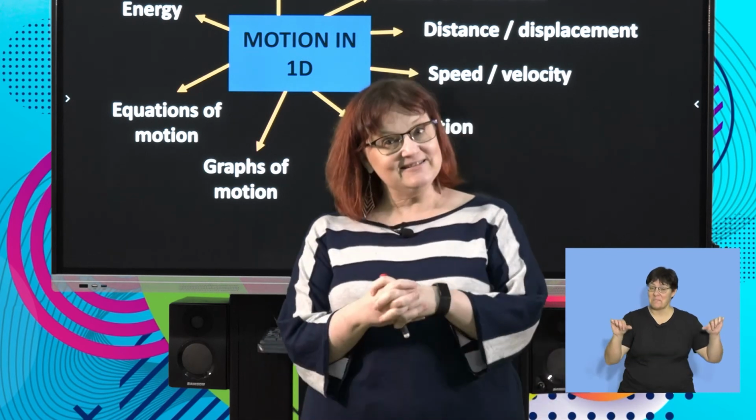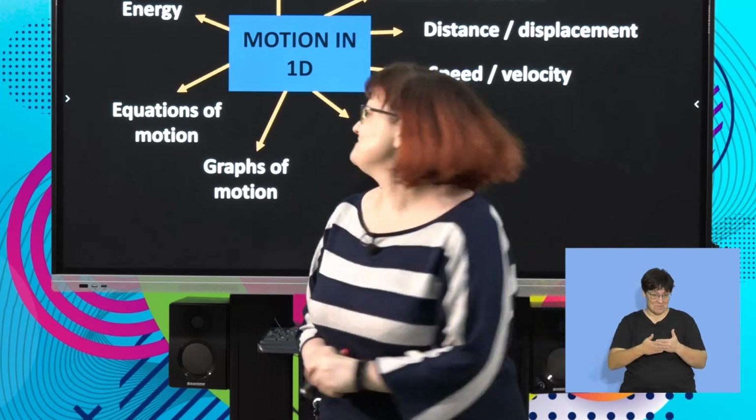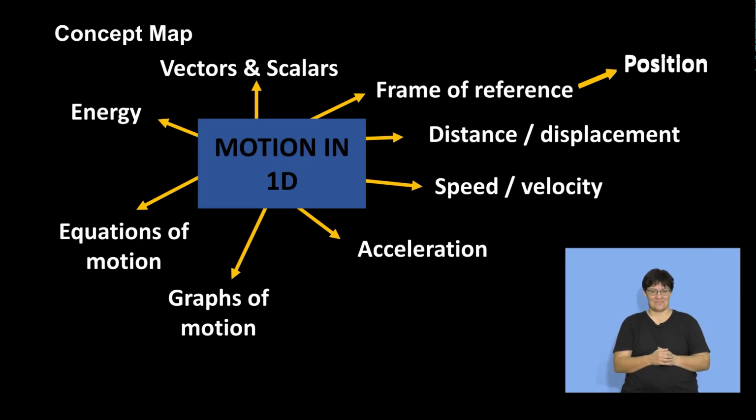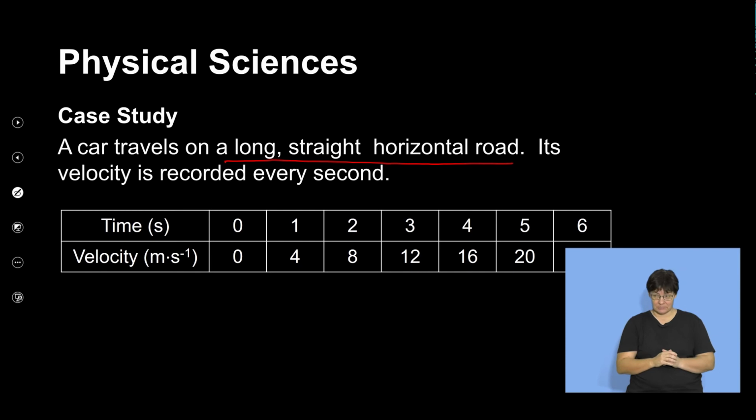Welcome back, everyone. Let's dive straight into more calculations, okay? So, now we're going to do a bit of a case study with it. A car travels on a long, straight road. All right, so we've got a long, straight road, horizontal. Its velocity is recorded every second. So what you can see here is time 0, it didn't have a velocity. Then every second they're recording instantaneous velocity.